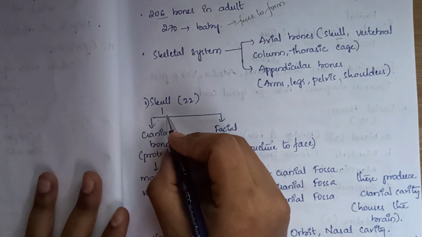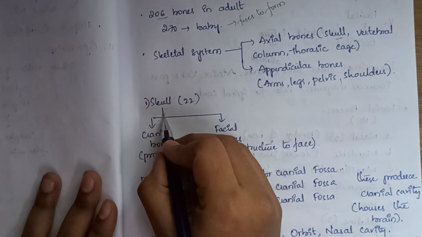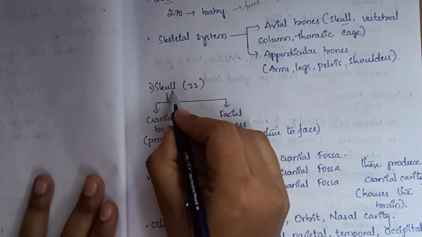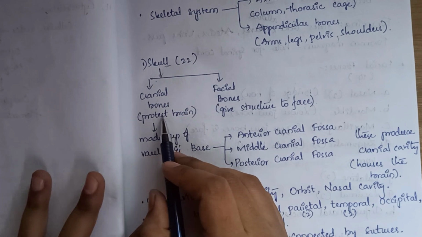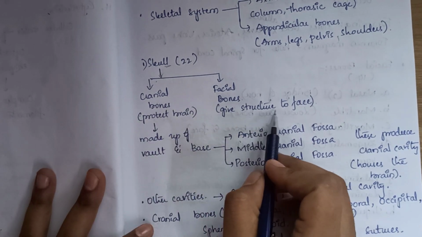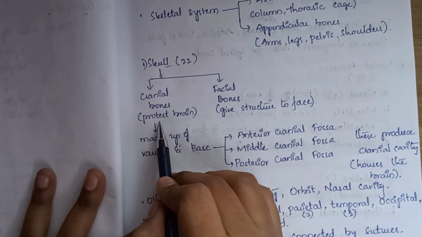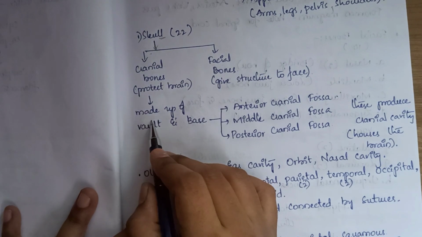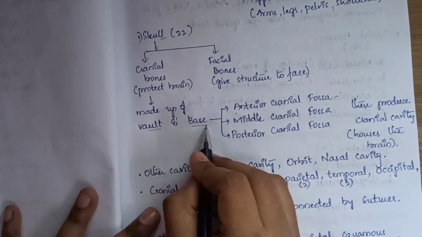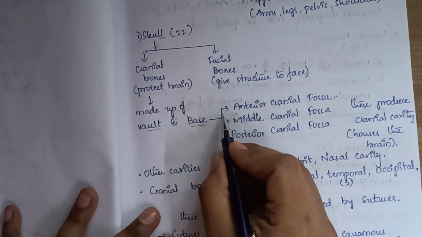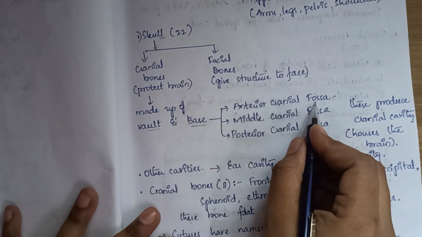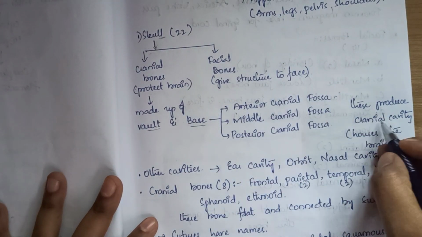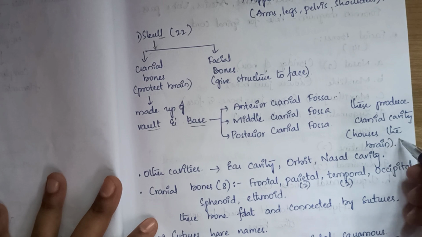Skull. The skull is the head, which is divided into two major parts, that is cranial bones and facial bones. The skull has 22 bones that protect the brain and give structure to the face. Cranial bones protect the brain and facial bones give structure to the face. Cranial bones are mainly made up of two parts, vault and base. The base is of three types, that are anterior cranial fossa, middle cranial fossa and posterior cranial fossa, and these three produce the cranial cavity, which is the house for the brain.